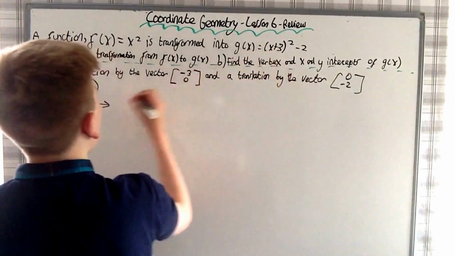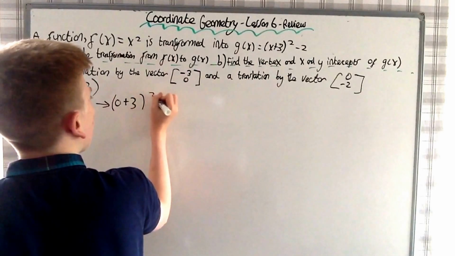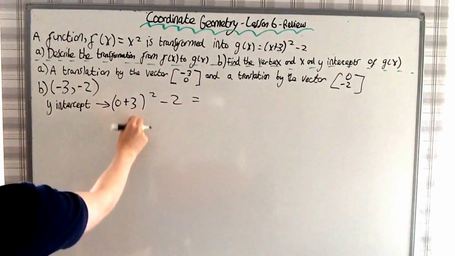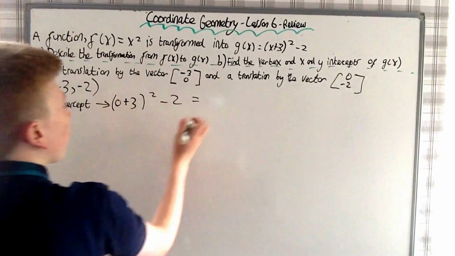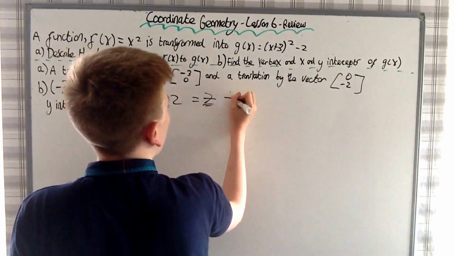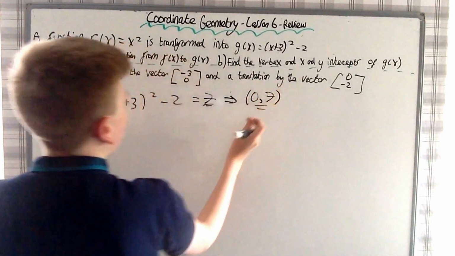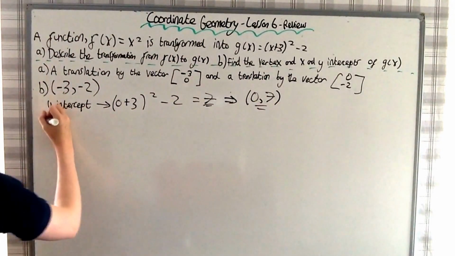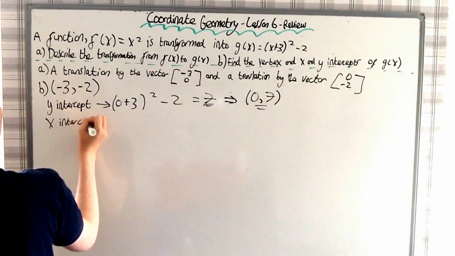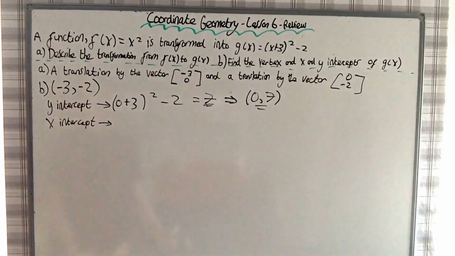We would get 0 plus 3 all squared minus 2. Well, 0 plus 3 is 3. 3 squared is 9. Minus 2 is 7. So our y-intercept is at the point 7, which is of course just the coordinate 0 on the x-axis, 7 on the y-axis. So there's our y-intercept. And finally, we need to find our x-intercepts, also known as our roots of the equation. And we do this by making y equals 0.